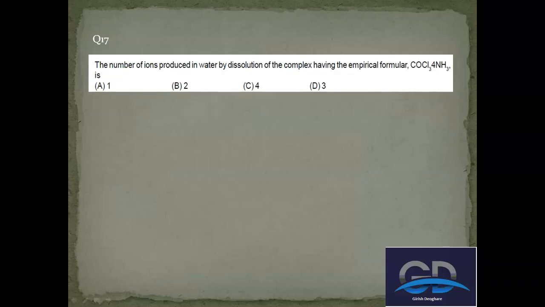Now for question number 17, it says: number of ions produced by dissolution of a complex having an empirical formula COCl3 4NH3. So over here, we can see that the coordination number of cobalt, this Co is cobalt, not carbon monoxide, C small o, is 6. So it has to be NH3 4 times Cl2, and therefore 1 Cl would be outside, right? So ammonia has to be in the coordination sphere, right?